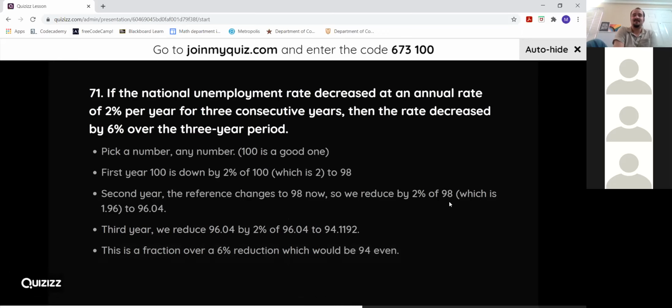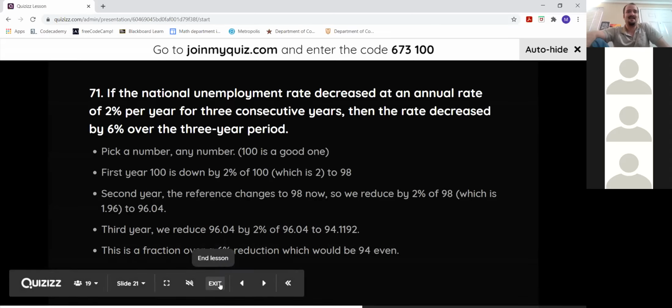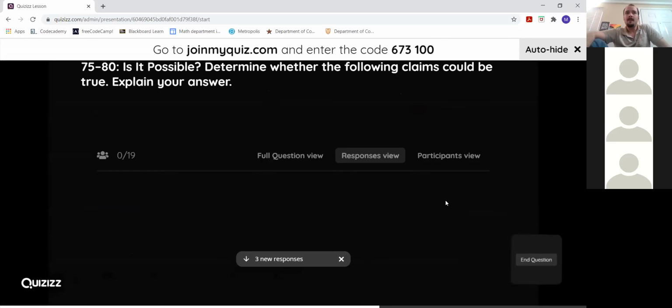Questions about this? This is one of those things where you have to be careful of what you are referencing. If we're going down 2% each year, our reference actually changes each year. It's not going to be quite the same as 2% of the original thing, or 6%, or whatever they said. It's not going to add up like that.